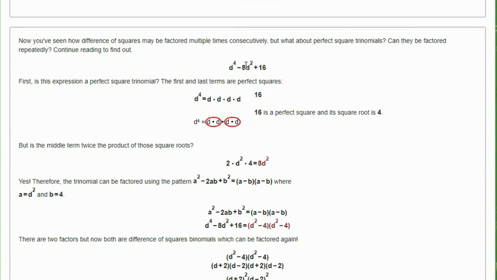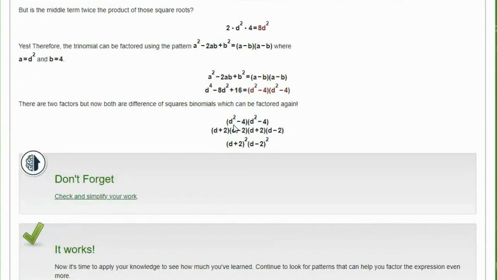What did they do on this one? They did d to the 4th minus 8d squared plus 16. So that is d squared, and this is 4. This is a perfect square trinomial. So they factored it to d squared minus 4, d squared minus 4, but those are differences of squares. So then they had to go further: d plus 2, d minus 2, twice. So it factors to that.